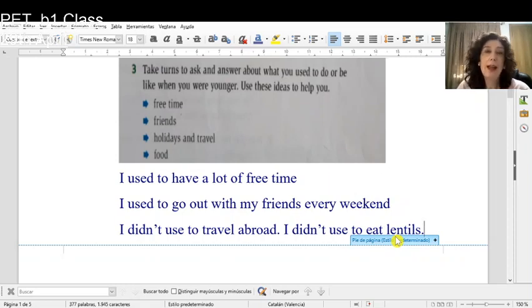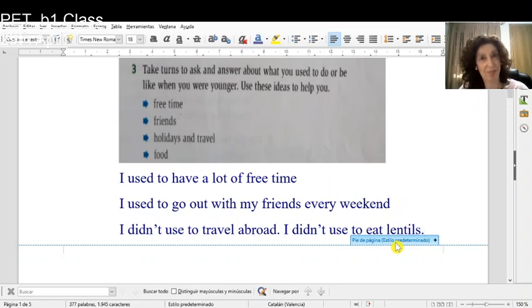Then, could I say I didn't used to eat vegetables? ¿Podría decir no solía comer verdura? No puedo, porque no ha habido un cambio. Ni lo solía hacer, ni lo hago ahora. No puedo utilizar. Utilizaría present perfect. I have never eaten vegetables. ¿Entendéis? Aquí sí que he puesto didn't used to eat lentils, porque en el pasado no solía comerlas, pero ahora sí.